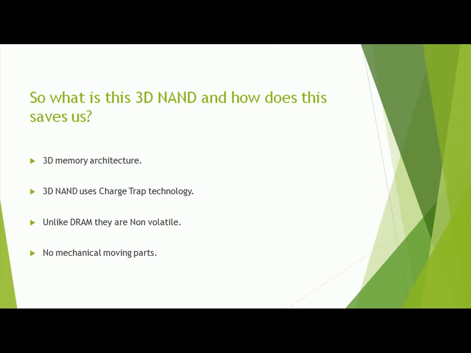So what is this 3D NAND and how does this save us? It is a memory architecture in which memory cells are stacked in vertical layers and horizontal plane instead of just using the traditional 2D plane. This increases the capacity without having to reduce the size of the fabrication process. 3D NAND uses charge trap technology. This we will discuss in coming slides.